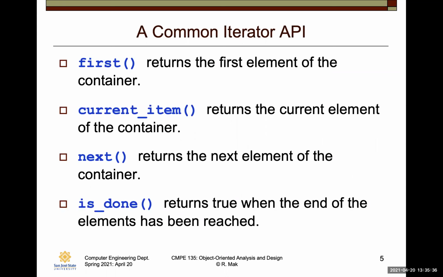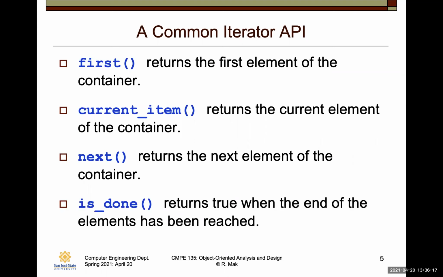So wherever the cursor is, let's say that it's a vector and the cursor of the iterator is currently at the fourth element. Then when you call current item on the iterator, you'll get back the fourth element. Next says, move the cursor to the next element. So if the current element was the fourth element and you call next on the iterator, then the iterator moves to the fifth element. And is done returns true or false depending on whether the cursor has reached the end of the container.